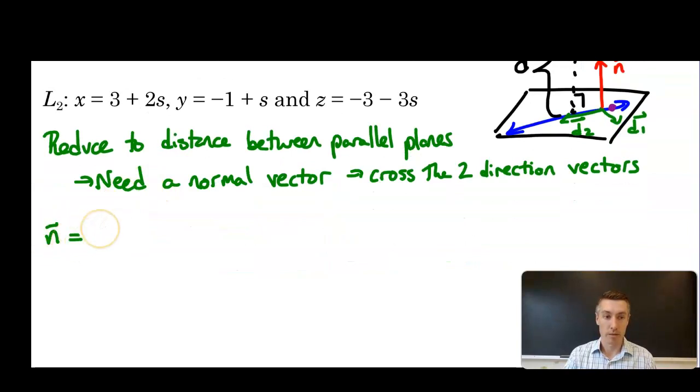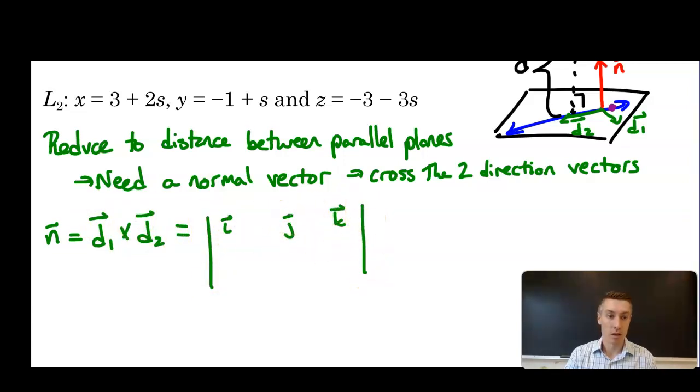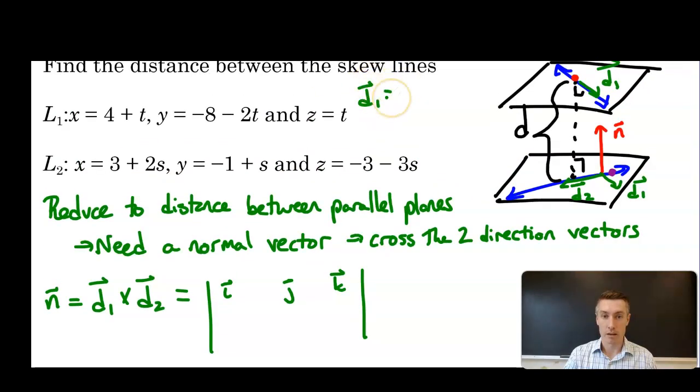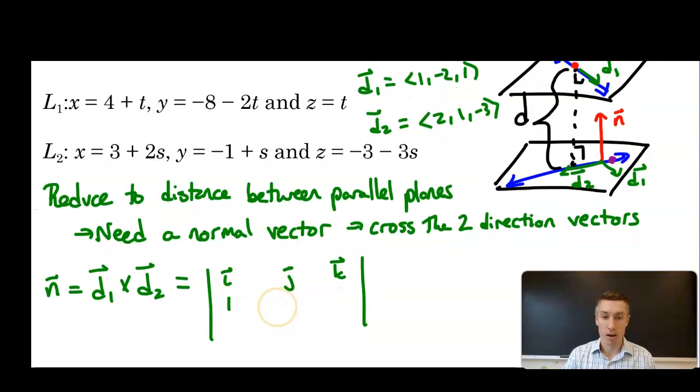Okay, so our normal vector is the cross product of the two direction vectors. So i, j, k. The first direction vector, coefficients of t, 1, negative 2, 1. Second direction vector is coefficients of s, 2, 1, negative 3. Now in a problem, they may use the same parameter t for both lines. Understand that they are separate parameters for each line. In this case, they make distinct parameters for each line. So we have 1, negative 2, 1, 2, 1, negative 3.